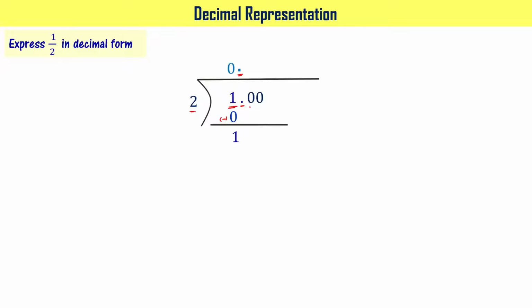Now I can bring this particular 0 down. When I bring it, the 1 has become now 10, right? We know 5 times 2 is 10. Now let's subtract 10 from 10. When you subtract, what you get is 0 as the answer, a remainder, right? Since the remainder is 0, we can say that 1 by 2 is equal to 0.5. Let's write that. So as you have just learned, this particular method is called the long division method. Please note this.